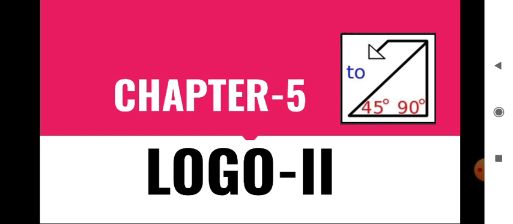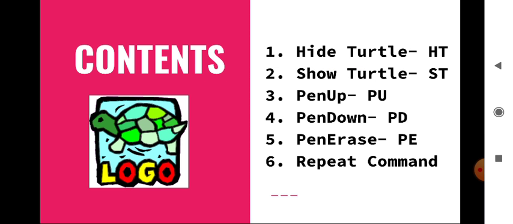Now we have to read this chapter, and in this chapter you will find some more commands like hide turtle, show turtle, pen up, pen down, pen erase, and the repeat command. So these are some commands in chapter 5. So let's start.